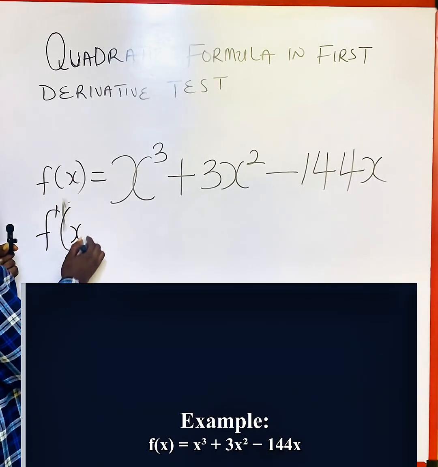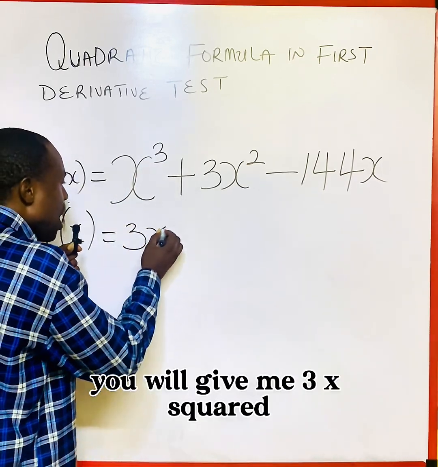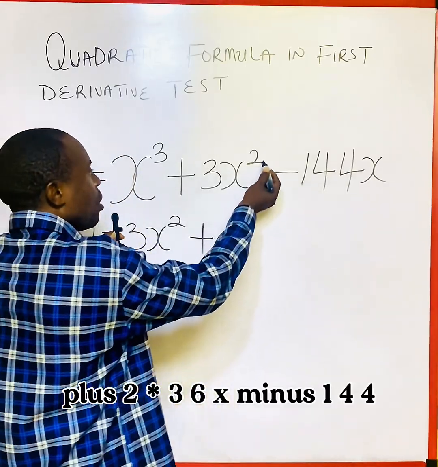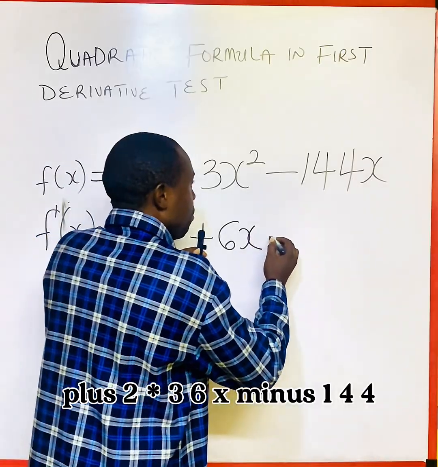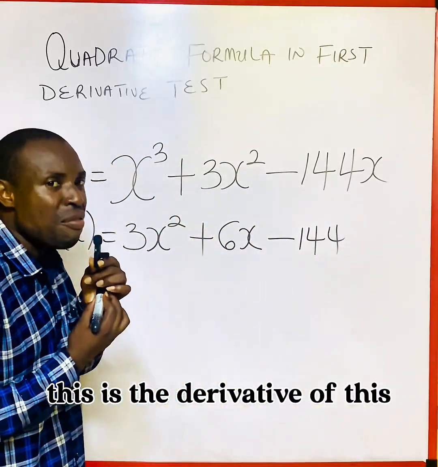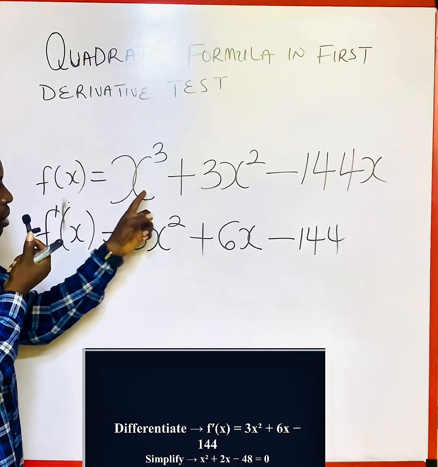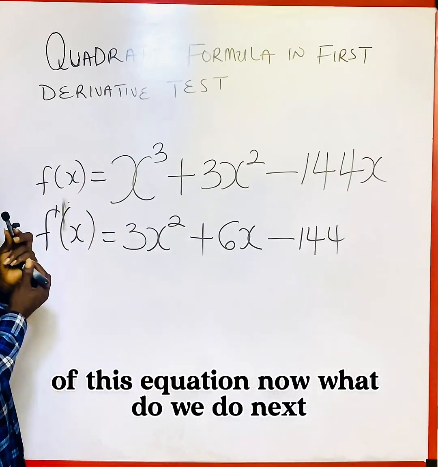This will give me 3x squared plus 2 times 3, 6x minus 144. This is the derivative of this equation. Now what do we do next?